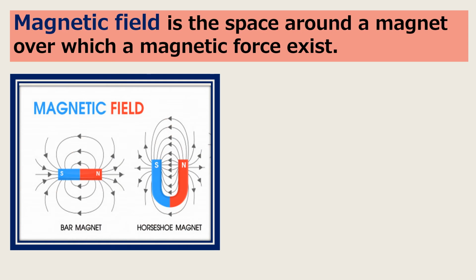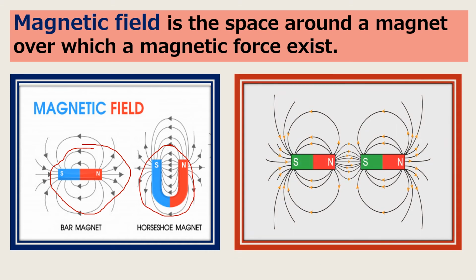For a bar magnet, the field is most concentrated at the ends. And for the horseshoe, a horseshoe magnet is effectively a bar magnet that has been bent into a curve that brings the poles together and produces a strong magnetic field. So remember, a magnetic field is the space around a magnet over which a magnetic force exists.